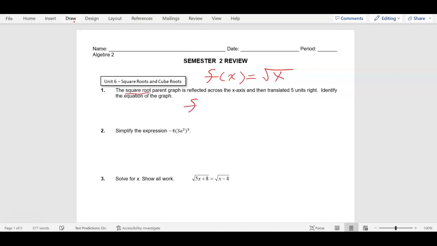So if we're going to reflect across the x-axis, it's going to have a negative in front. And then if it's translated 5 units to the right, that's inside, and it's a minus. You can't put it after the square root sign because that's vertical. So left or right goes underneath the square root sign, and it is a minus. So minus 4. Sorry, minus 5. That's what I should have said.